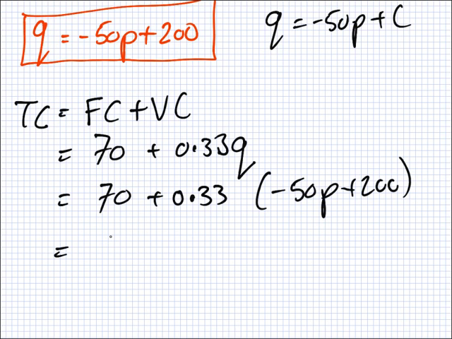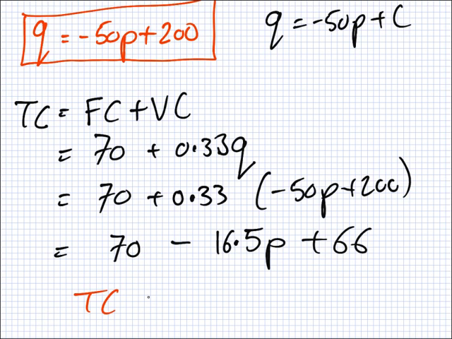Okay. This would be 70. If we expand that, what's that? Minus 0.33 times 50. 16.5 exact. And then 0.33, what's that, 66? So total cost is equal to, yeah, is this okay?